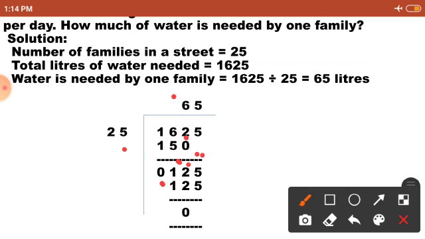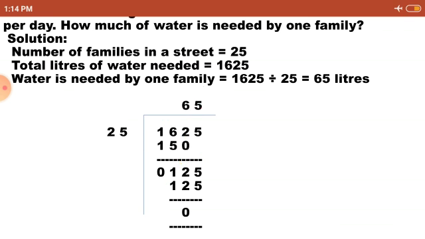After that you have to take the next number. The next number is what? 5. Now this will become 125. Now 25 5s are what? 125. Subtract both of the numbers. You will get the remainder as 0 and the quotient is what? 65. So water needed by one family equal to 65 liters.